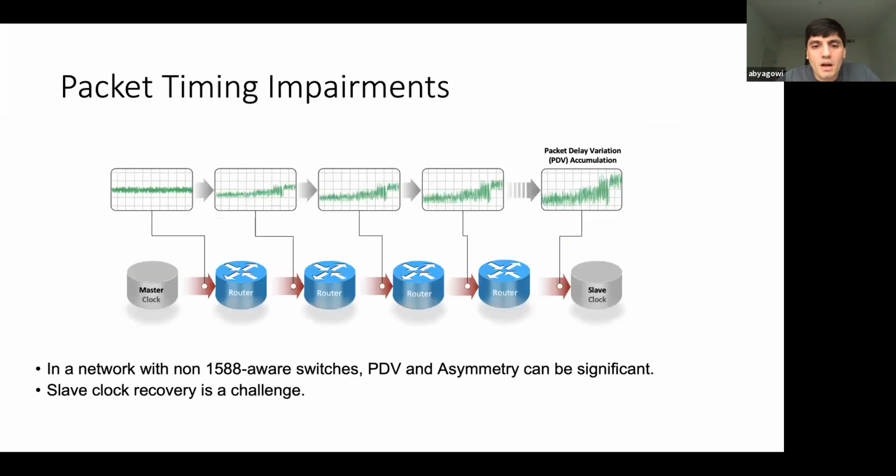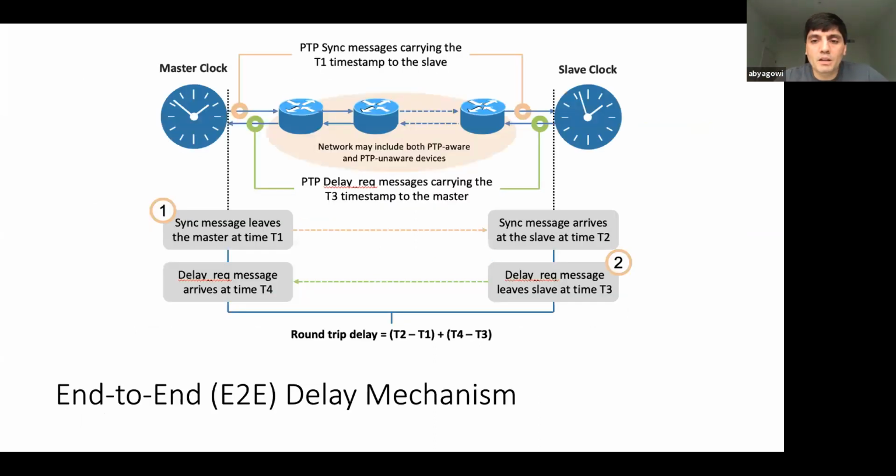So as these time packets travel through the network, you have the accumulation of uncertainty in the accuracy, which we call packet delay variation, or PDV. And the PDV keeps increasing as you go from hop to hop. So in order to take care of this, again, we have two methods.